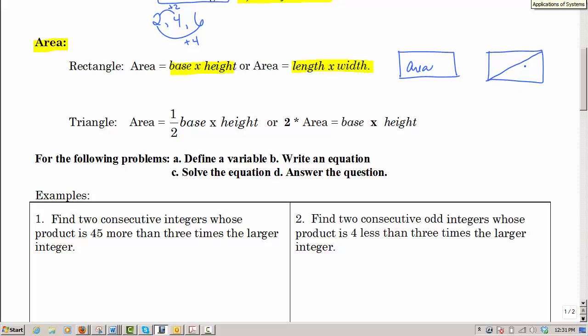I get two triangles. And so the area of a triangle, you have learned it as 1/2 base times height. And that comes from the area of the rectangle cutting it in half. But if you didn't want to use fractions, we can use this formula saying 2 times the area equals base times height. Meaning we're just taking that 1/2 and multiplying both sides by 2. It's the same formula.